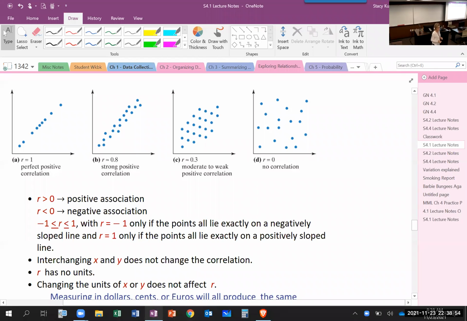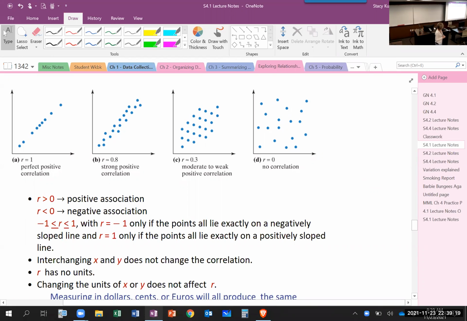We don't live in a perfect world. It's very unlikely you're going to get a correlation that looks like that, but that's what it would look like. Then as we move to the right, we have a strong positive correlation. Notice that the R value there is not only positive, but the value kind of lowered down to 0.8. It's less than 1, but it's still close to 1.